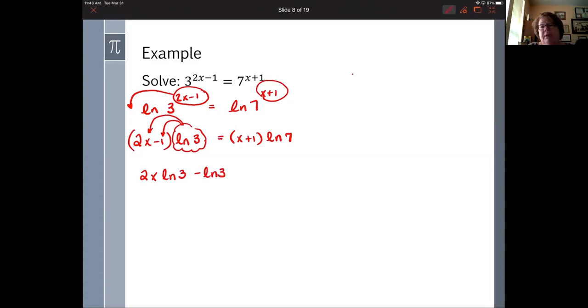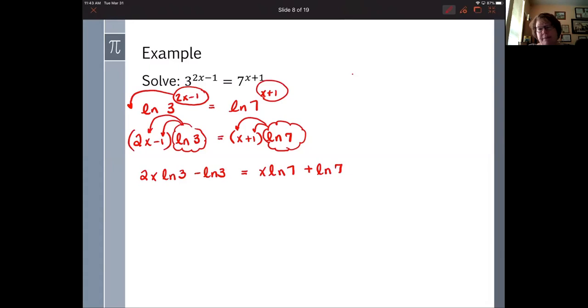So I removed the parentheses on the left-hand side of the equation. Now I'm going to remove the parentheses on the right-hand side of the equation by distributing the natural log of 7 across the x and across the plus 1. So I get x times the natural log of 7 plus the natural log of 7.